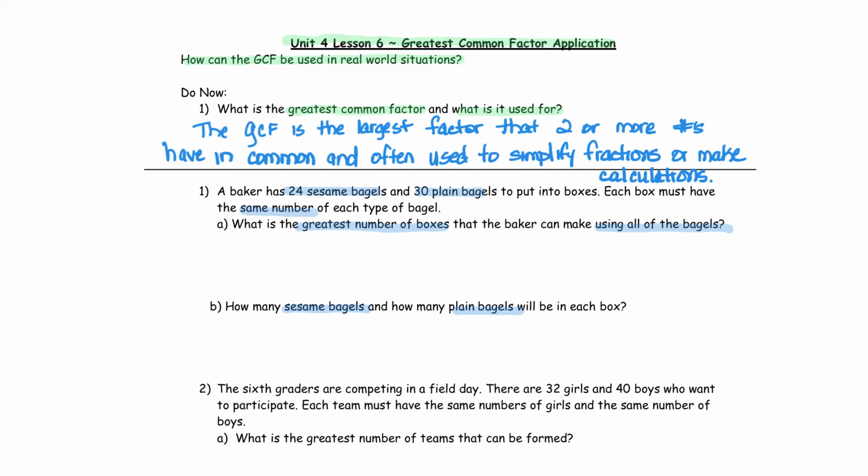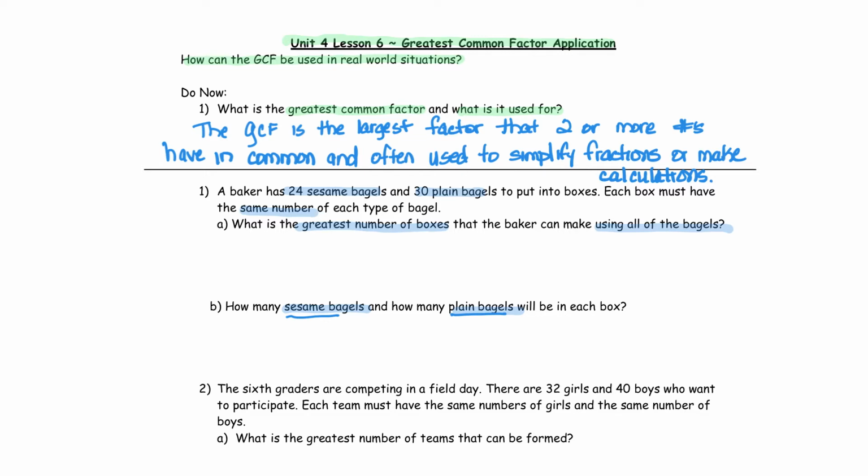So we have to figure out what the greatest number of boxes that the baker can make using all of the bagels. So basically what they're asking you to do here, it doesn't come right out and ask, but you have to imply or infer. They're asking you, what is the greatest common factor of 24 and 30? And then for letter B, what they want you to do is determine how many sesame bagels and how many plain bagels will be in each box.